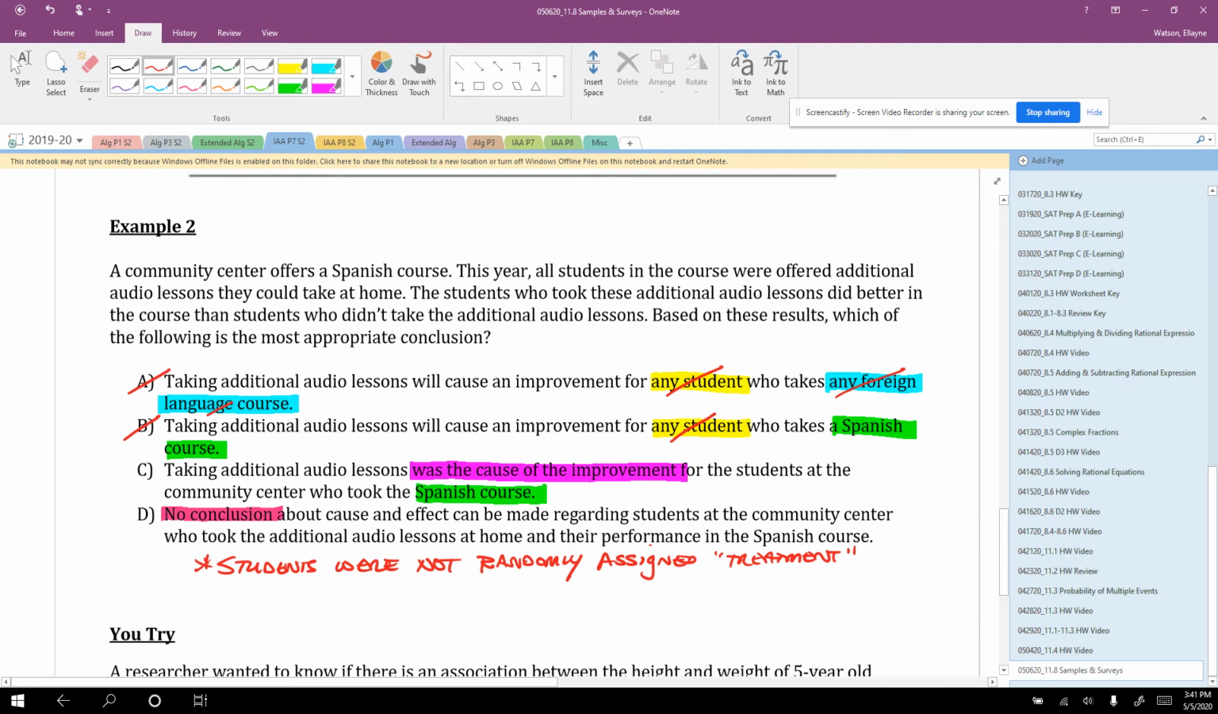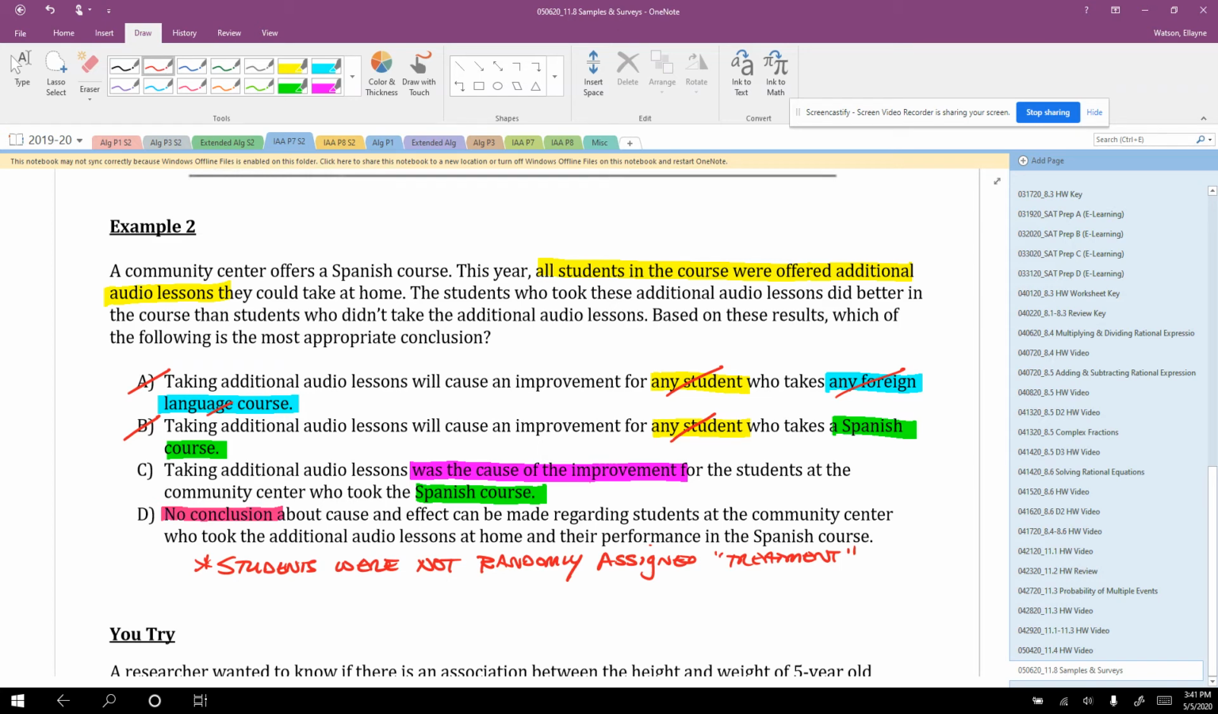It was made available, right? If we go back to the language here, all students in the course were offered an additional audio lesson. The students who took it, it wasn't randomly assigned. It wasn't like they said, of the students, we randomly assigned 50% of them to take the course. It was people who chose to do it. Okay, so that's kind of a hint to like questioning C.